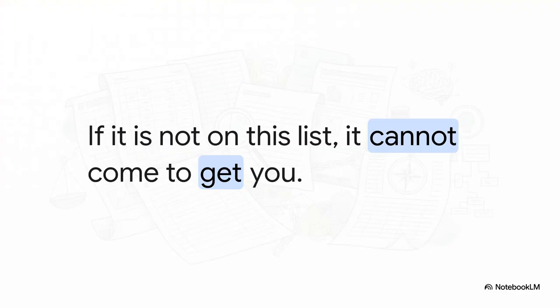So the absolutely crucial point I want you to remember whenever you feel anxious staring at an exam paper is this. If it is not on this strict perimeter map, it cannot come to get you. No way. The chaos is bounded. You just have to identify which of those 4 buckets you're actually looking at.